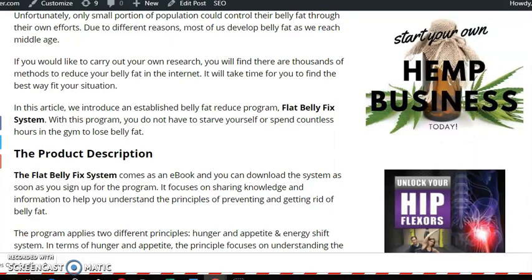But in this article, I'm going to introduce a very well-established belly fat reduction program. And the program is called the Fat Belly Fix System.